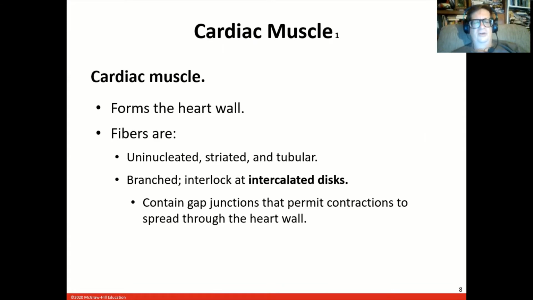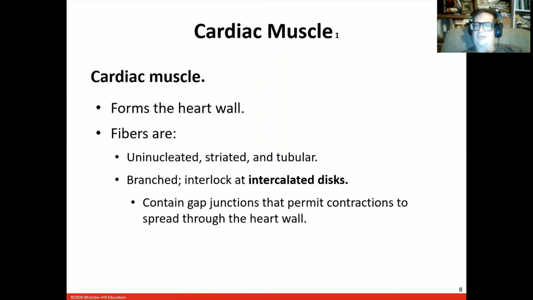It says uninucleated, striated, and tubular, but branched. Got lots of branches going in different directions, and intercalated discs. So it's branched, and the parts of this cell will hook to the next cell over, and that spot where they hook together, that's called an intercalated disc. What it is, they're actually protein tubes that go between the cells. They can pass chemicals from one cell to the other.